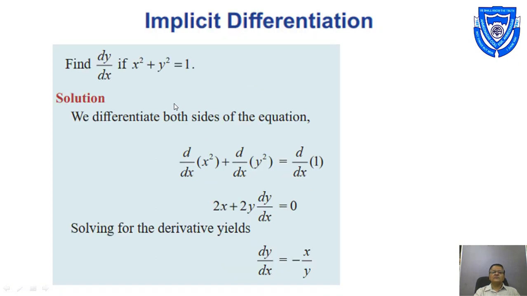The next topic is implicit differentiation of implicit functions. In the previous lecture we learned what implicit functions are. Implicit functions are functions in which x and y cannot be separated. That means we cannot express y as a function of x or x as a function of y. They are mixed. That is called implicit. The opposite word of implicit is explicit.